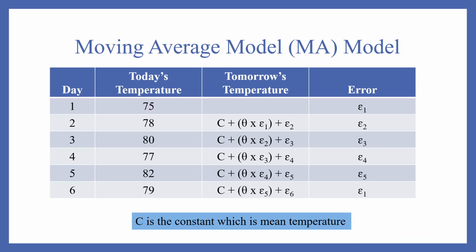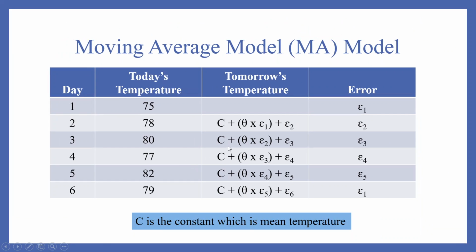Same example. What will be tomorrow's temperature? It will be C plus theta into epsilon 1. This is an error term for day 1. This error is the difference between the actual and the predicted. So we give some weightage to this error. So C plus theta into epsilon 1 plus epsilon 2. C is the constant, which is the mean temperature.